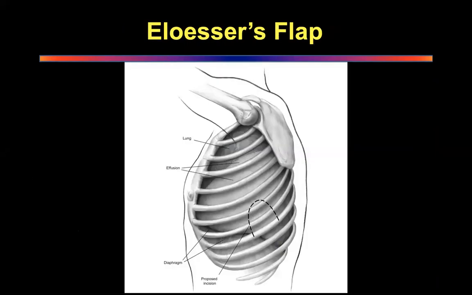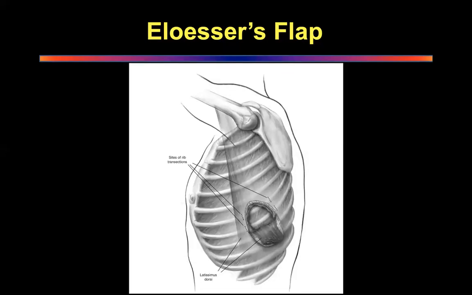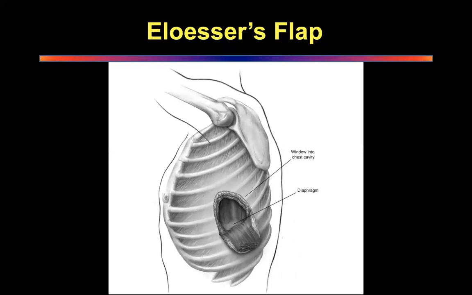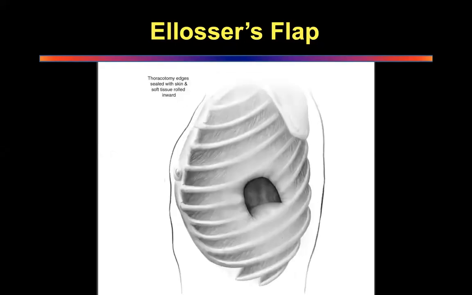And this is the description of an Eloesser flap from the original paper. So an Eloesser flap is done with an inverted U-shaped incision at the bottommost area where you want to drain. You want to make sure that the drainage is as low as possible. And then you create this mucocutaneous flap along with the latissimus dorsi. And then you take out the ribs and come as low as the diaphragm, and then push in that U-shaped window into the cavity so that you create a flap.